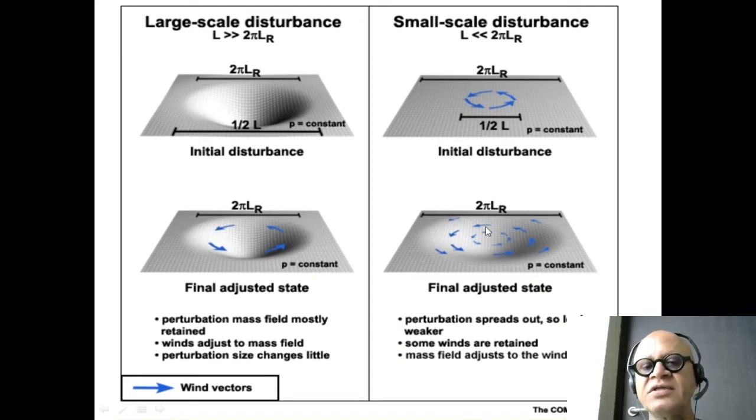winds. Okay, so what does this mean? Basically, if you have a tornado coming in, then the tornado basically gets spread out and wiped out eventually. I don't know if that's the exact analog, but I'm just trying to help you visualize. Okay, mass field, in other words, pressure heights are adjusted to the disturbance.